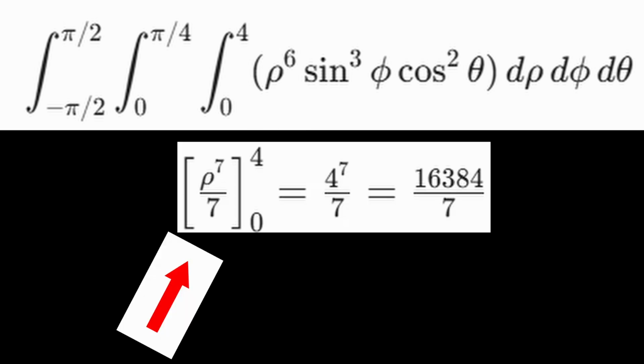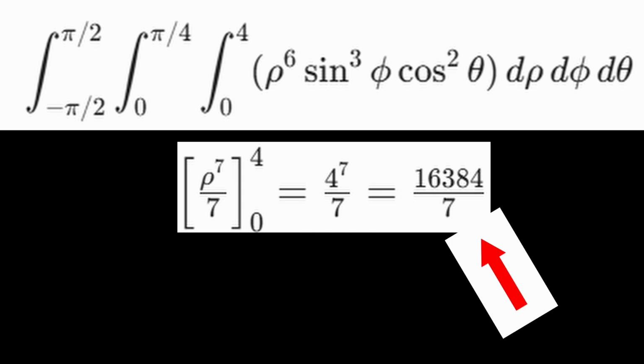So, step 1, the inner layer. We focus only on the rho terms. Everything else, the sine cubed phi and the cos squared theta, acts as a constant for now. So integrating rho to the power of 6 gives us rho to the power of 7 over 7. When we evaluate this from 0 to 4, we get a constant factor of 16,384 over 7.